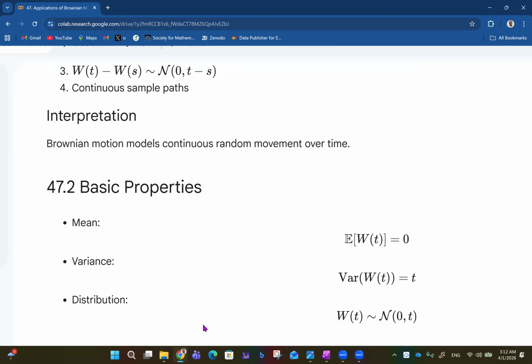So the basic properties are as follows. The expected value of W of t is 0. That's the expected value of any Brownian motion at any point in time is 0. It's more like you go up and you come down and you have that canceling effect technically. The variance of W of t is simply t. So the variance is the time taken. Then the distribution is such that W of t is normally distributed with mean 0 and variance t.